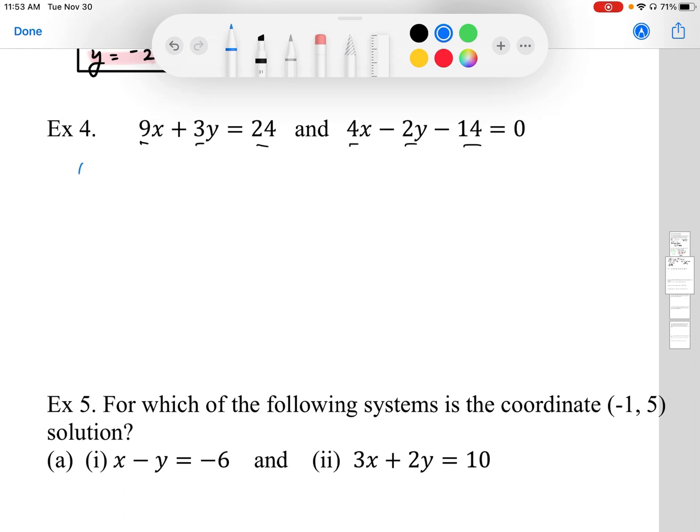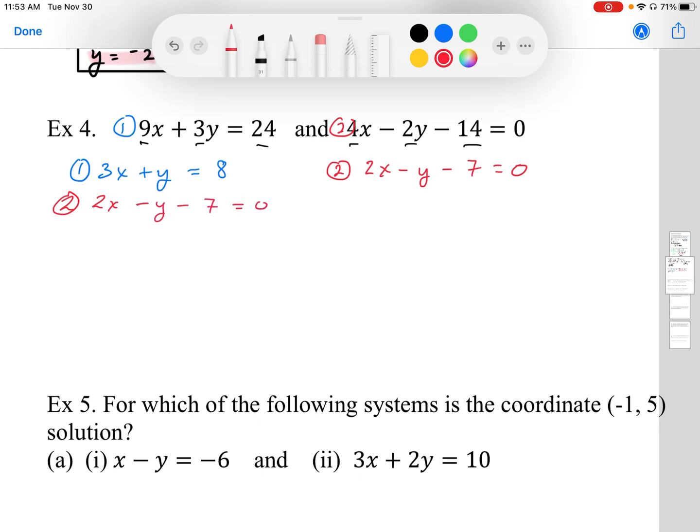For equation 1, I'm going to simplify this to 3x plus y is equal to 8. And for equation 2, I'm going to make this 2x minus y minus 7 equals 0, so I'm going to divide everything by 2. Now I can match up my y coefficients. I have a plus y and a minus y, so I'm going to combine those together.